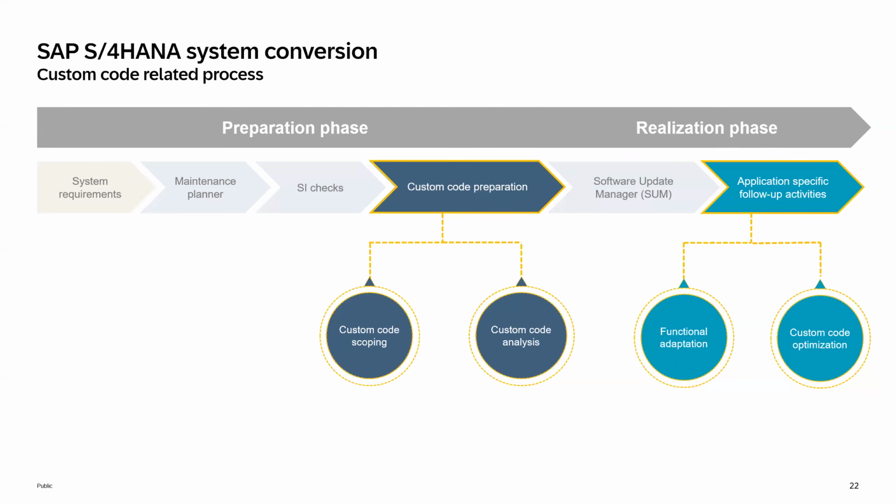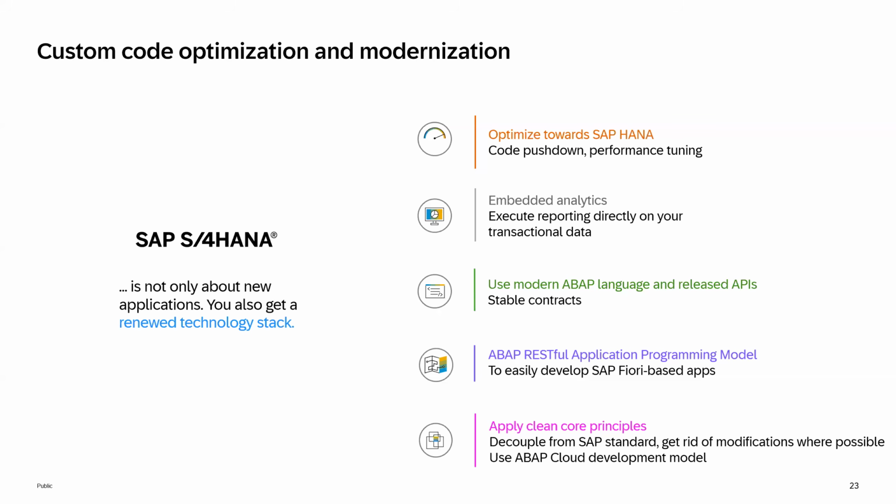And after you have adapted your code to S/4HANA, you are already at the end of the custom code adaptation process, and you can do some custom code optimization steps. So just think about S/4HANA. With S/4HANA, you get not only the new applications, you also get the new technology stacks.